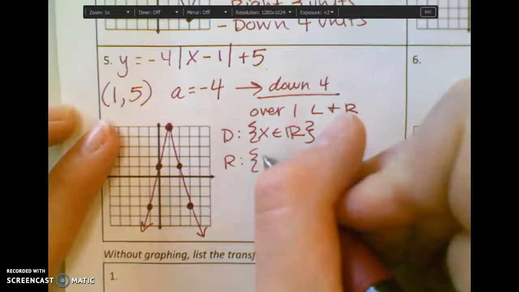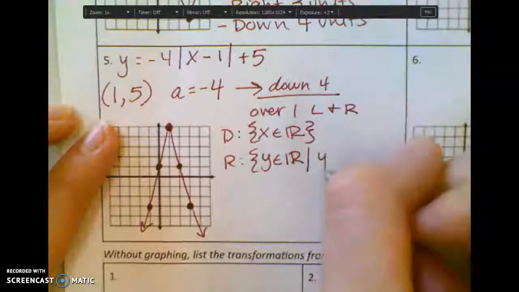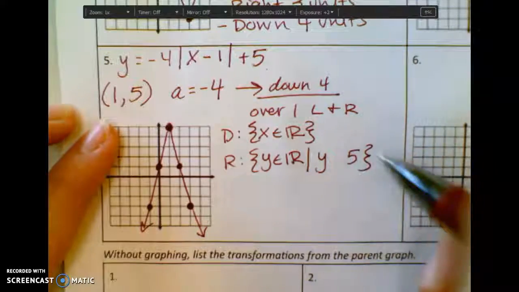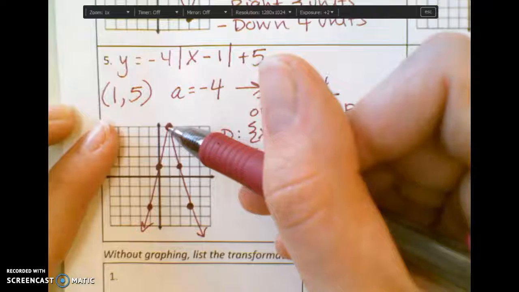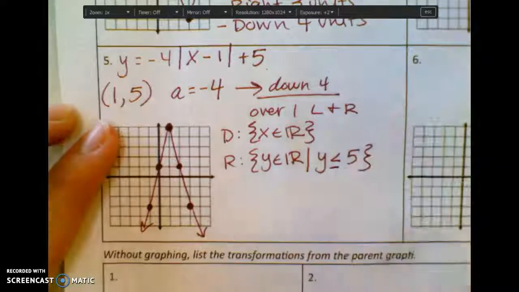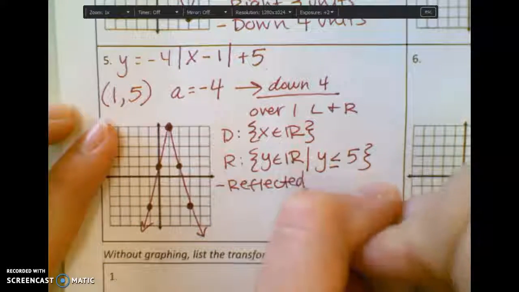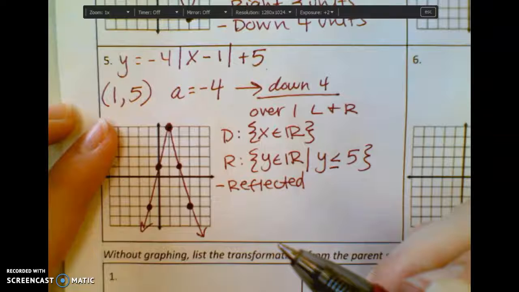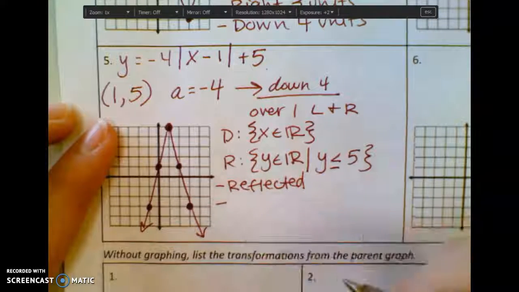So when I write my range, I've got y as an element of the reals such that y is something with 5 because 5 is the y value of the vertex. Well, are we graphing the numbers greater than or equal to or less than or equal to? It is less than or equal to. Lastly, our transformations. First thing we ask is, was it reflected? The answer is yes, because it is opening down. That's a reflection. Next thing we ask is, was there a stretch or a shrink?